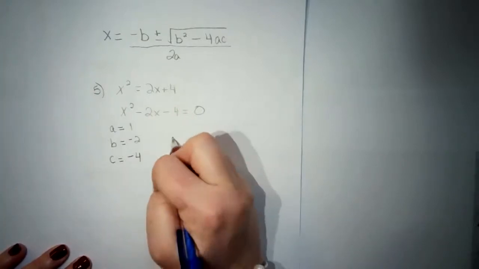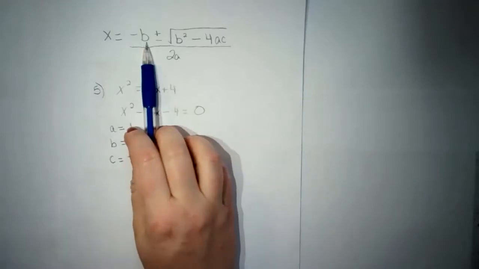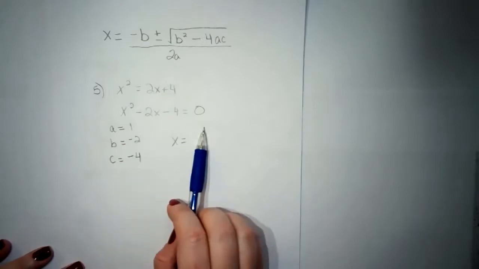Okay, now we're just going to plug them in. So this tells me negative b, or the opposite of b. But my b is already negative 2. So what am I going to put here?